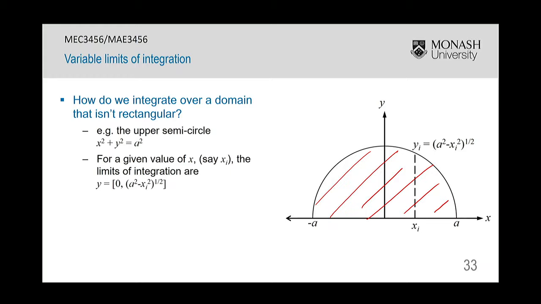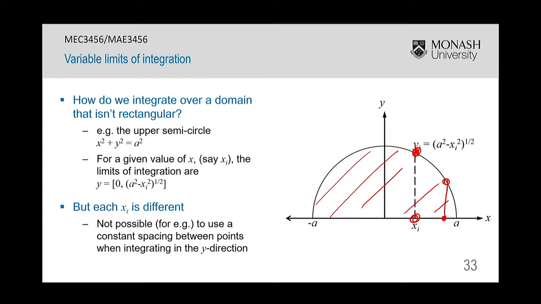So for a given value of x, let's call it xi, the limits of integration are y goes from 0 down here to a squared minus x squared to the 1/2 up here. But for each xi, the limits of integration are different. So if we go to this point here, we can see that the limits of integration are going to be different. So it's not possible, for example, to use constant spacing between the points when we integrate this in the y direction.